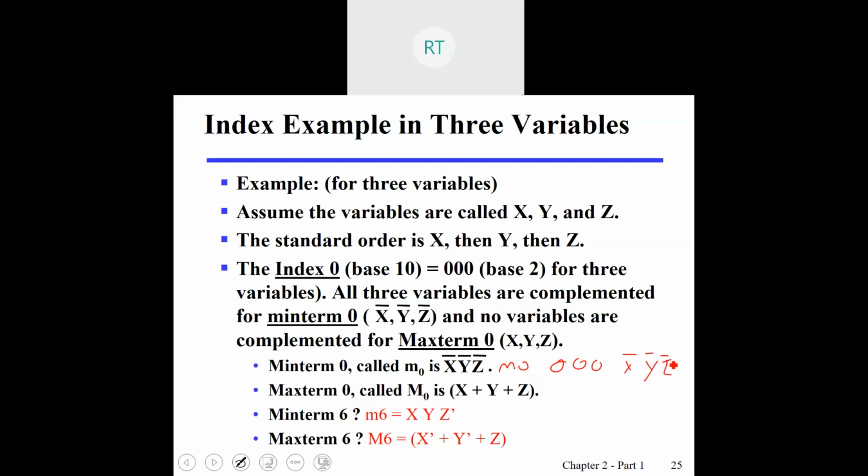What about the max term 0? It is also 0, 0, 0, but in the complement, 0 in max term means a 1. So it's going to be x or y or z.